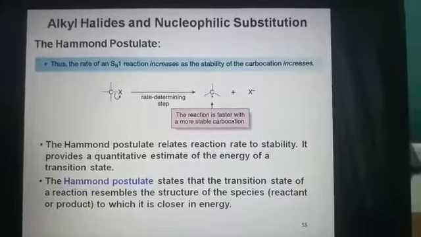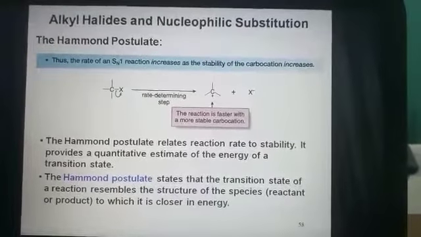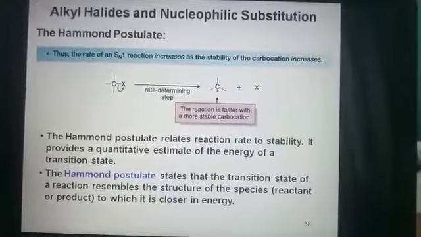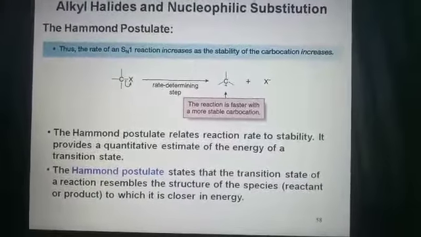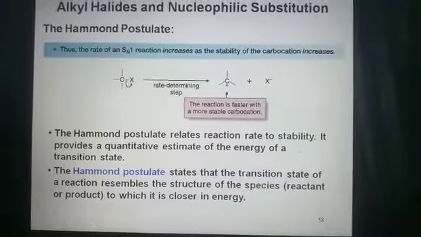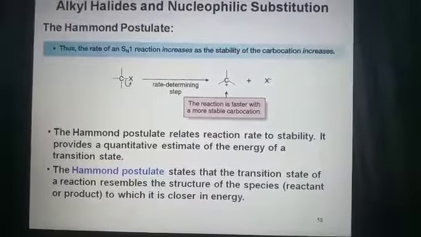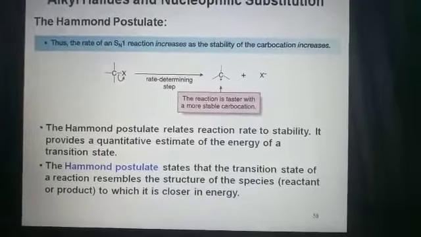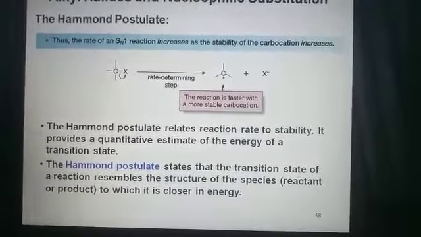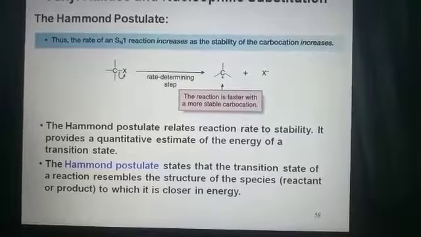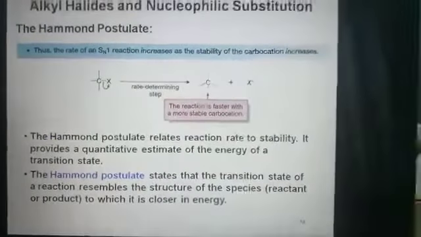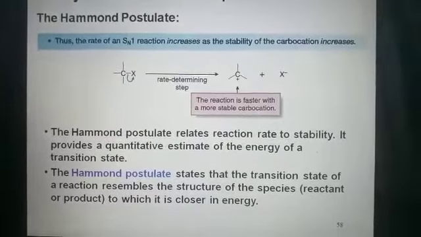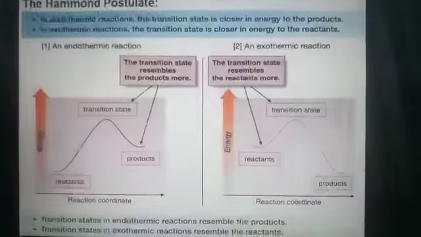We know the Hammond postulate, and if we consider the SN1 reaction, the Hammond postulate relates reaction rate to stability. It provides a quantitative estimate of the energy of a transition state. The Hammond postulate states that the transition state of a reaction resembles the structure of the species, reactant or product, to which it is closer in energy. Let us see.